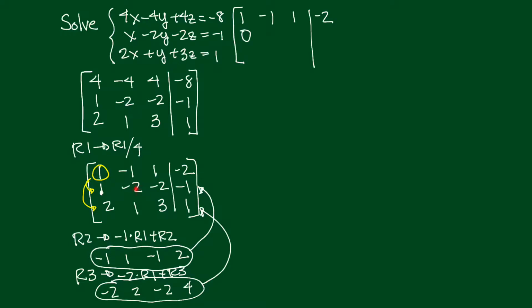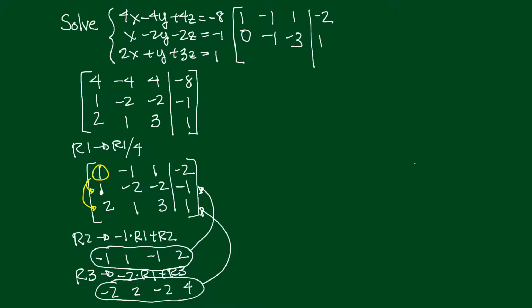Then second and second. -2 and 1 is -1. Then third and third, -2 and -1 is -3. And finally, what do we have? Negative 1 and 2 is a 1.